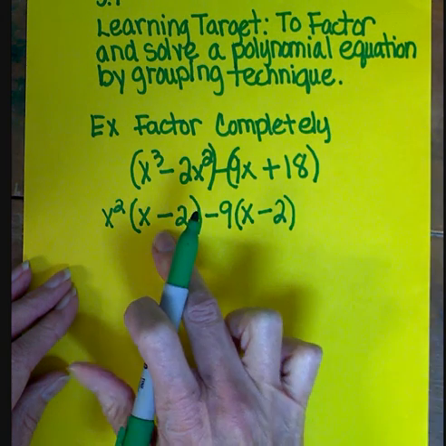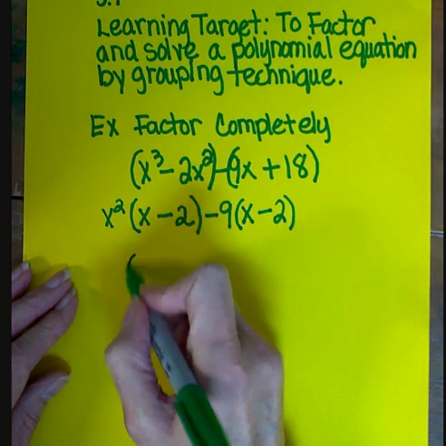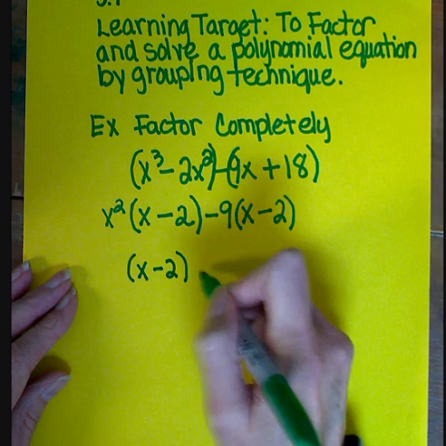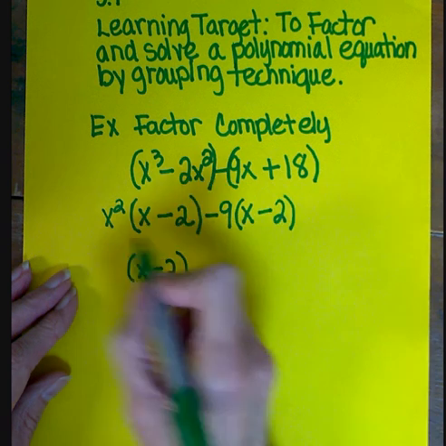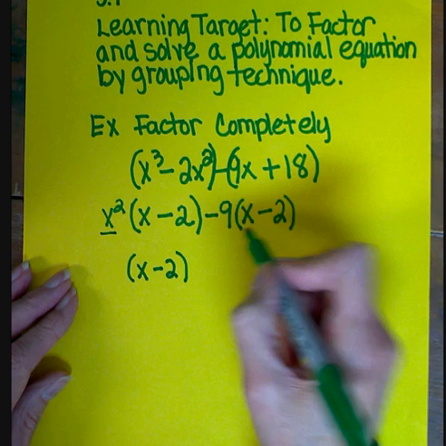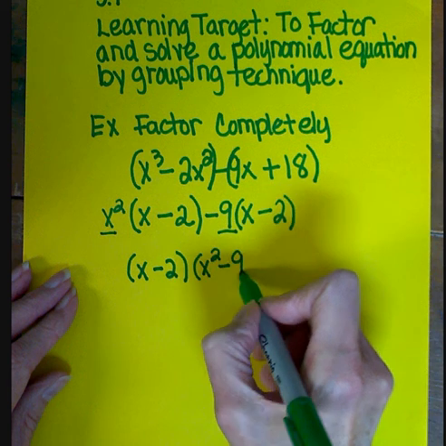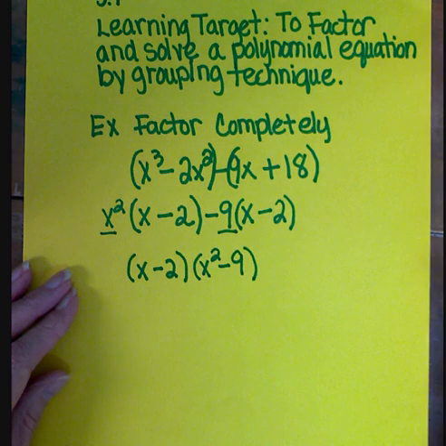We see that we have an x minus 2 common in both, so we're going to pull that out. And then what that leaves is the x squared minus 9, so it will go in the other group. Okay, now one more step.